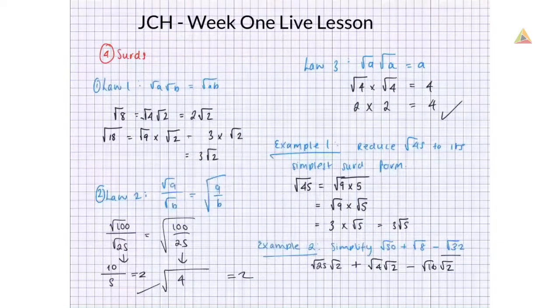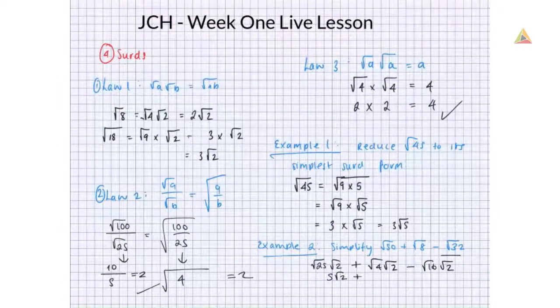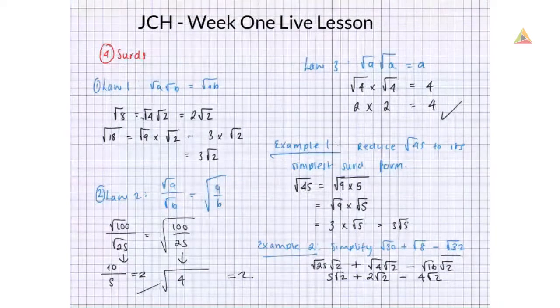So can we simplify any of these? So root 25 is 5, so that's going to be 5 root 2 plus, so root of 4 is 2, so 2 root 2. Take away, so the root of 16 is 4 root 2. Now you'll see here, these are all root 2's. So if you have 5 root 2's and you add 2 root 2's, you're going to get 7 root 2. You take away 4 root 2, it's going to be 3 root 2, and that's the answer.